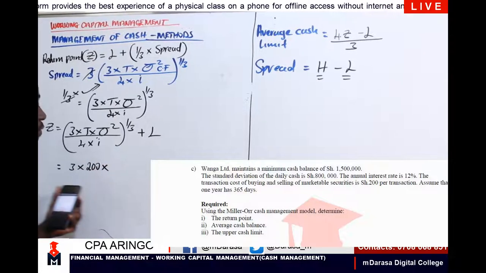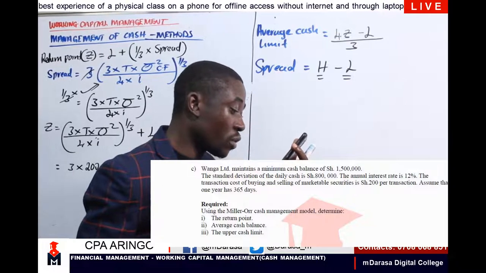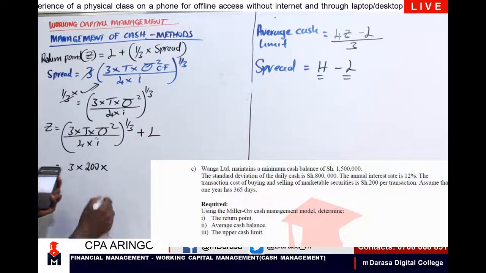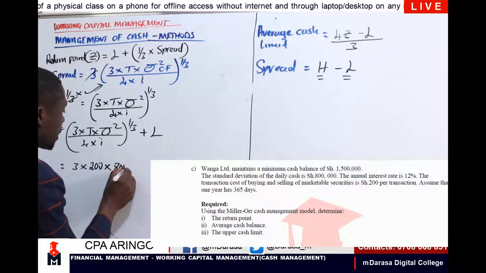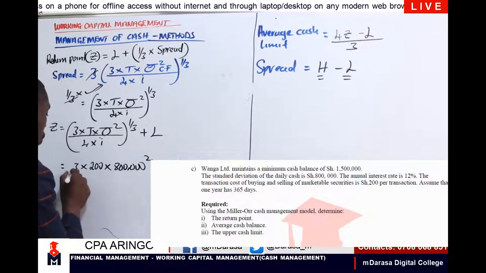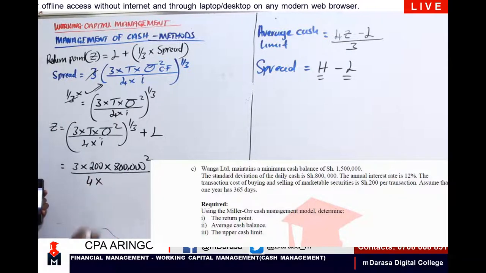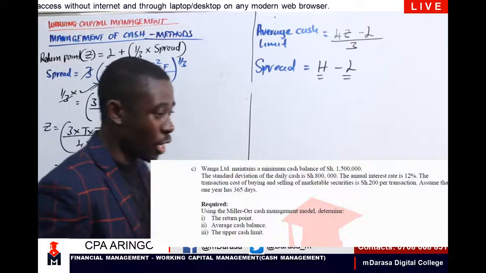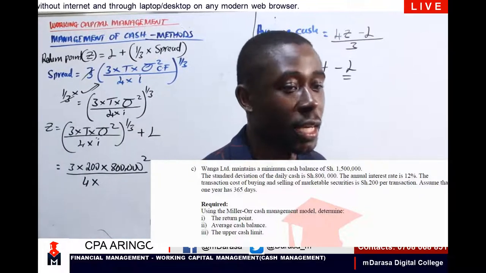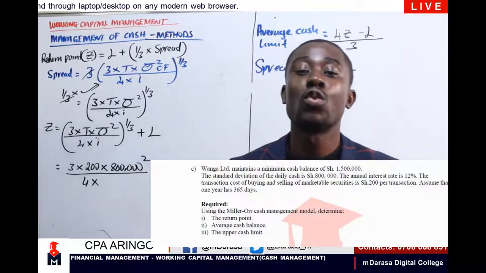What about the standard deviation here? You're told that the standard deviation of the daily cash flow is 800,000. So the standard deviation is 800,000, and we need to square that. We are going to divide all this by 4 times my daily interest. That is why I want you to be very keen again. The examiner here had given us what? Our annual interest.